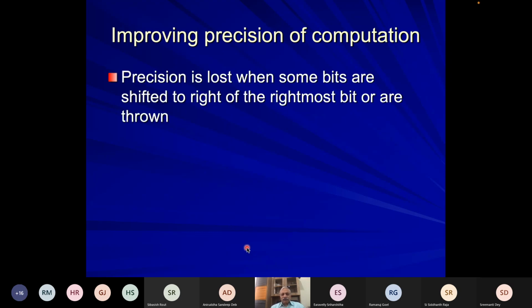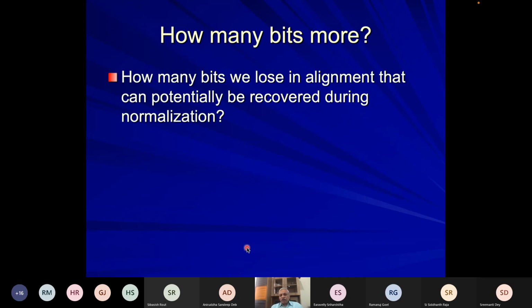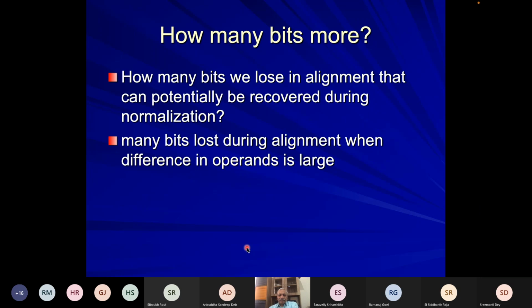So how do we improve the precision of computation? We need to note that precision is getting lost when some bits are shifted to the right of the rightmost bit and are thrown. This is happening when you are aligning the two exponents. So how many more bits do we require? How many bits we lose in alignment can potentially be recovered during normalization. So many bits are lost.